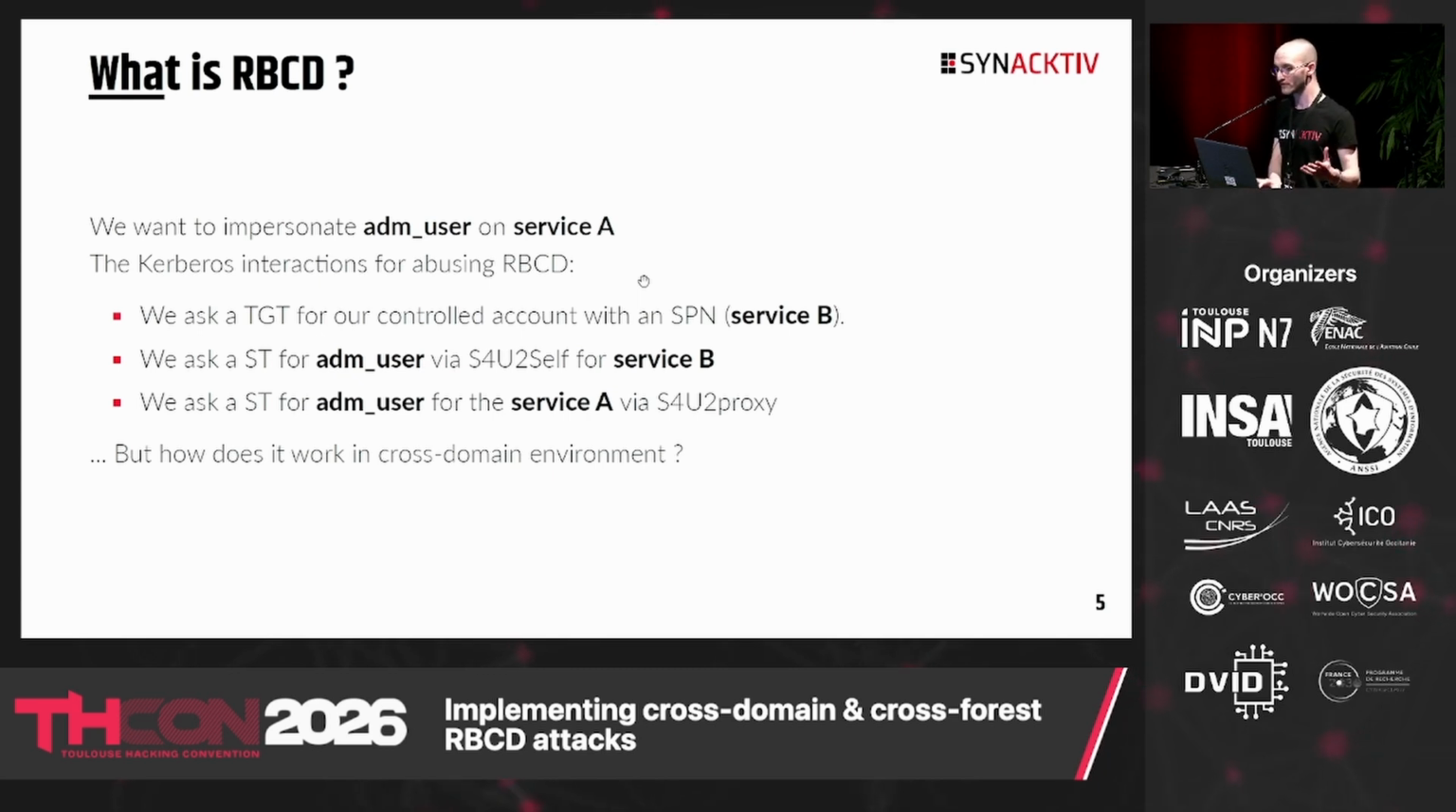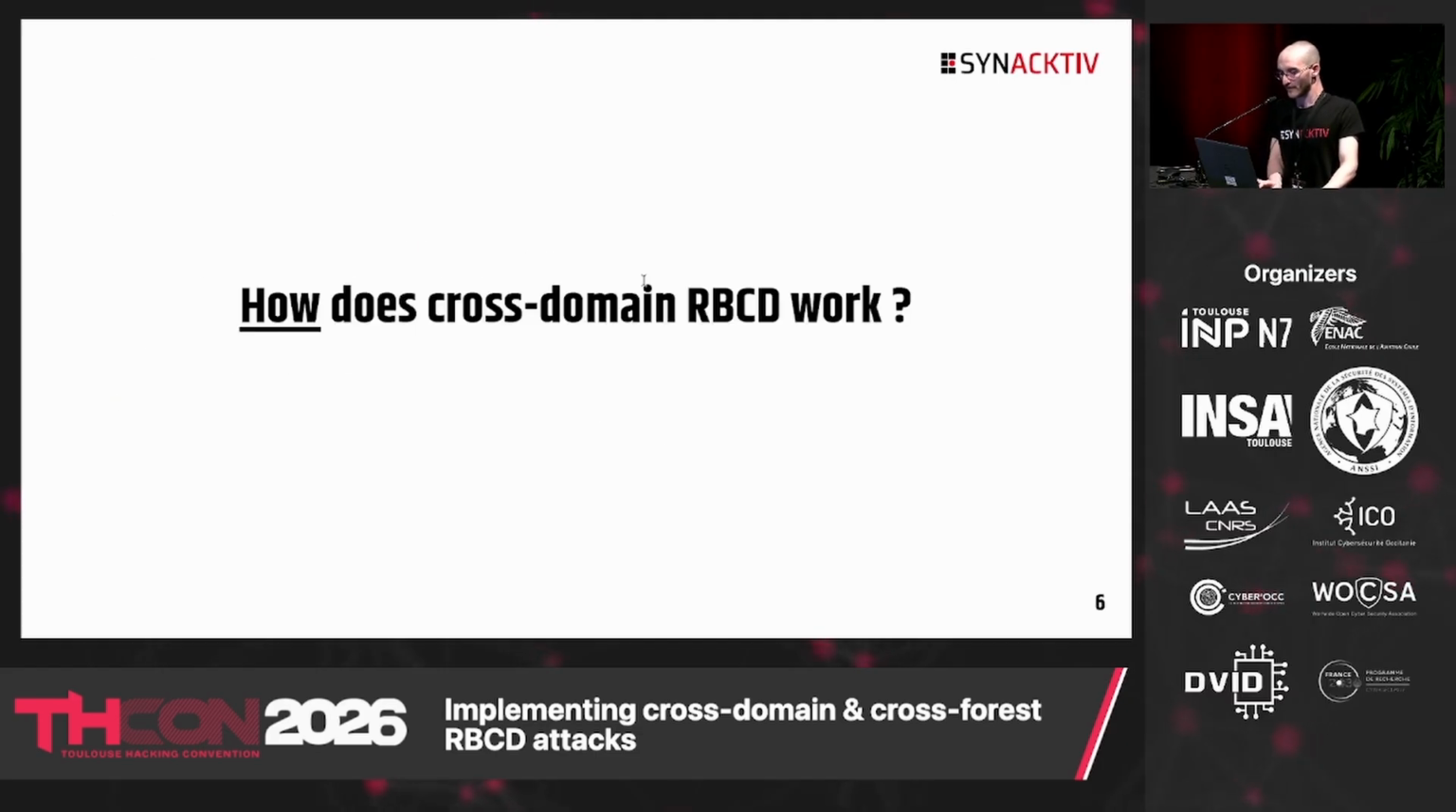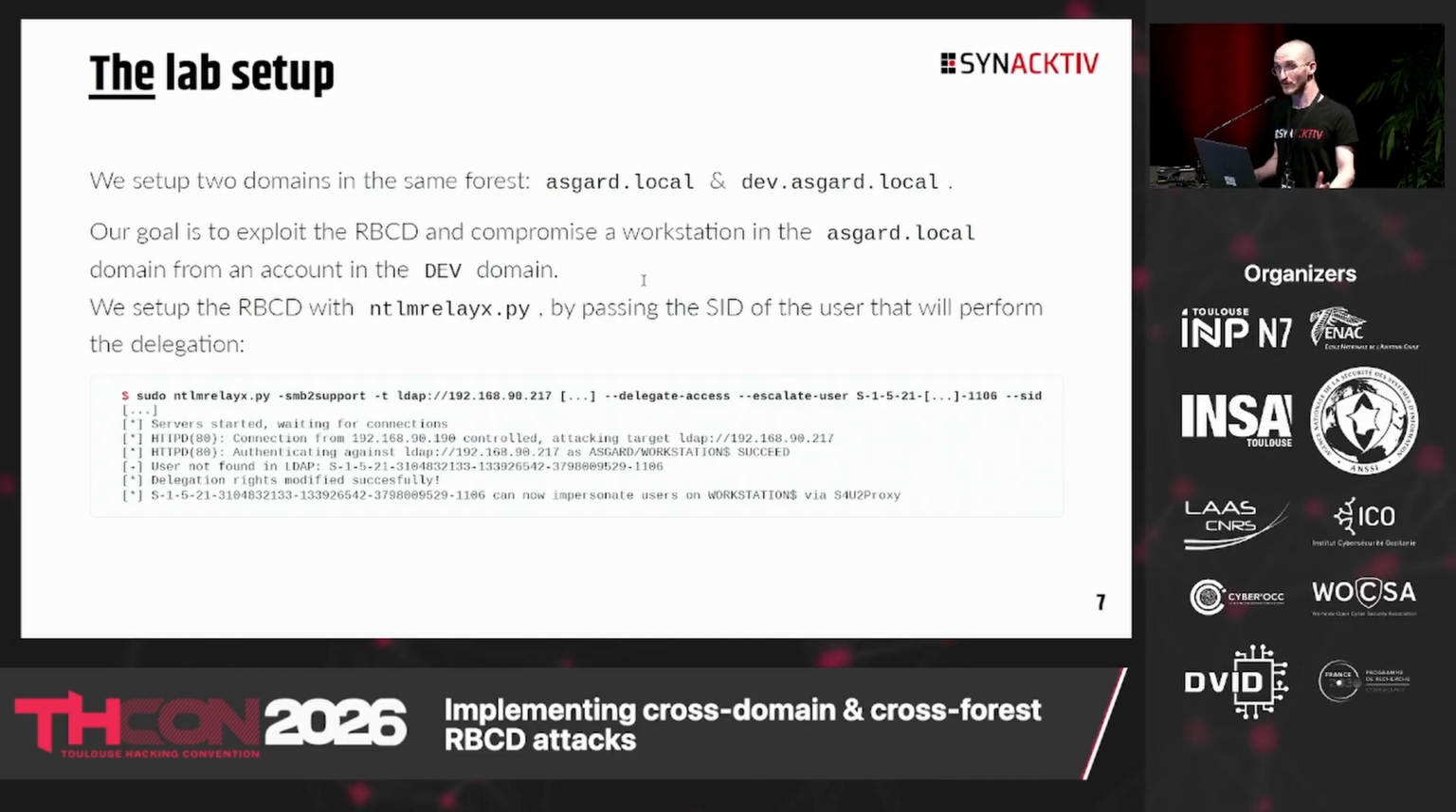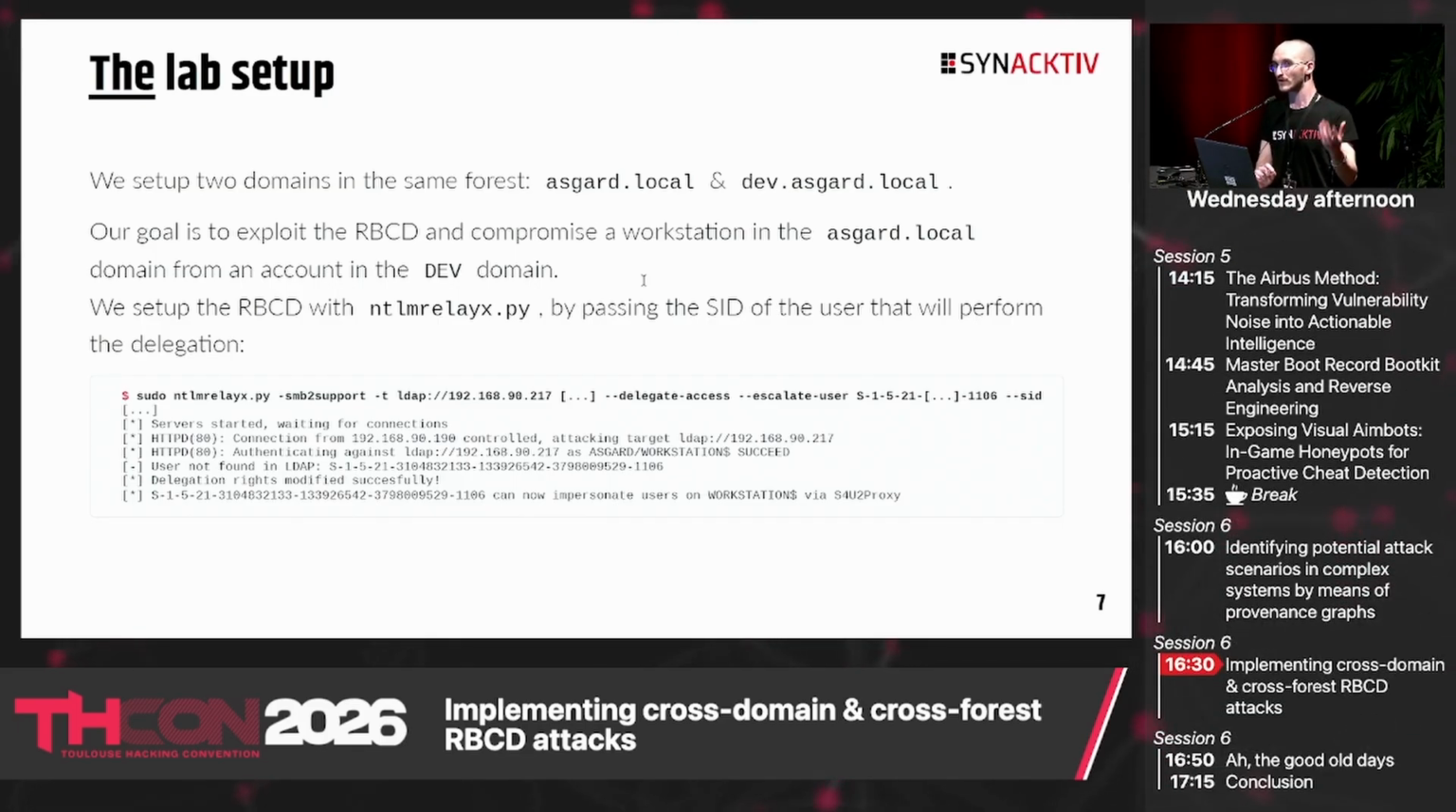It has been thoroughly described, but how does it work in cross-domain environments? First, we are going to set up the lab. So we have two different domains, asgard.local and dev.asgard.local. And our goal is to exploit the RBCD from the dev domain. So we have an account, a machine account in the dev domain, and target a workstation in the asgard.local domain. The goal now will be to impersonate a domain administrator of the Asgard domain on the workstation.